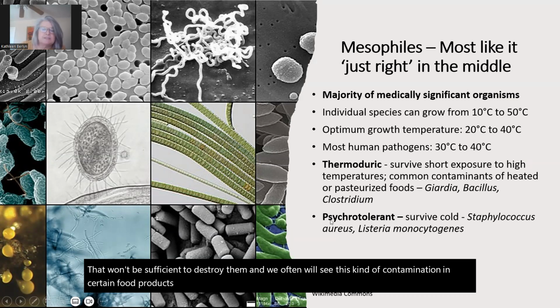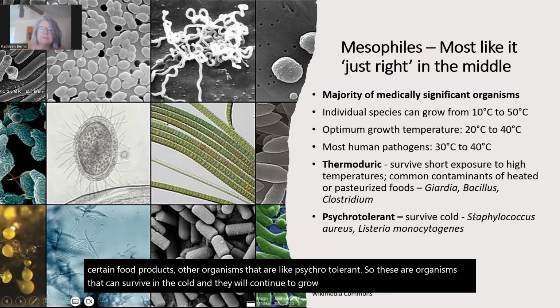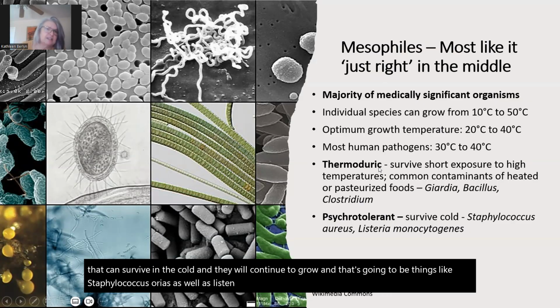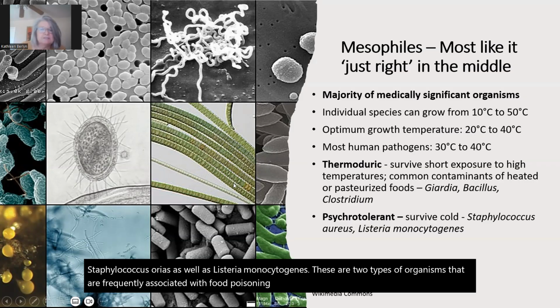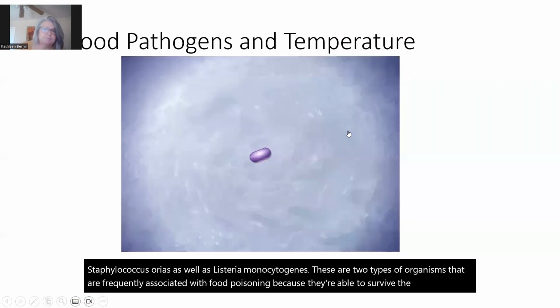Other organisms that are psychrotolerant, so these are organisms that can survive in the cold and they will continue to grow. That's going to be things like Staphylococcus aureus as well as Listeria monocytogenes. These are two types of organisms that are frequently associated with food poisoning because they're able to survive the cold.